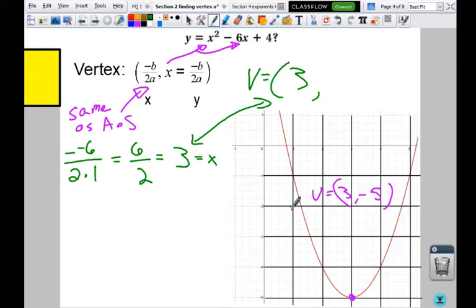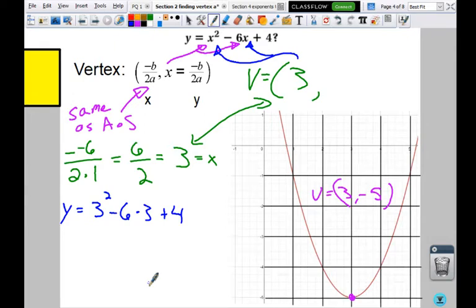To find the y, all I need to do is take this 3 I just found, plug it into my x, and solve it. You have too many arrows on the right. We'll keep going. It's not really super tough. You just have to remember the x in the vertex and your AOS are the same, and then you just plug that number back in. So I'm going to plug in 3 for every x. So I'm going to go 3 squared minus 6 times 3 plus 4.